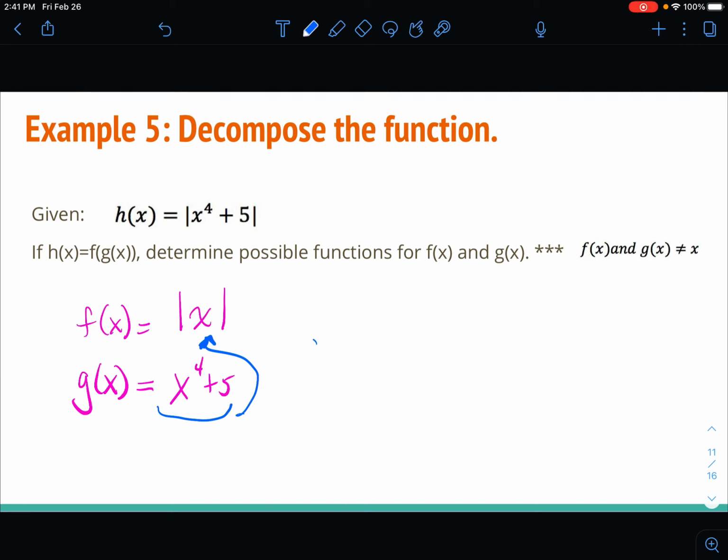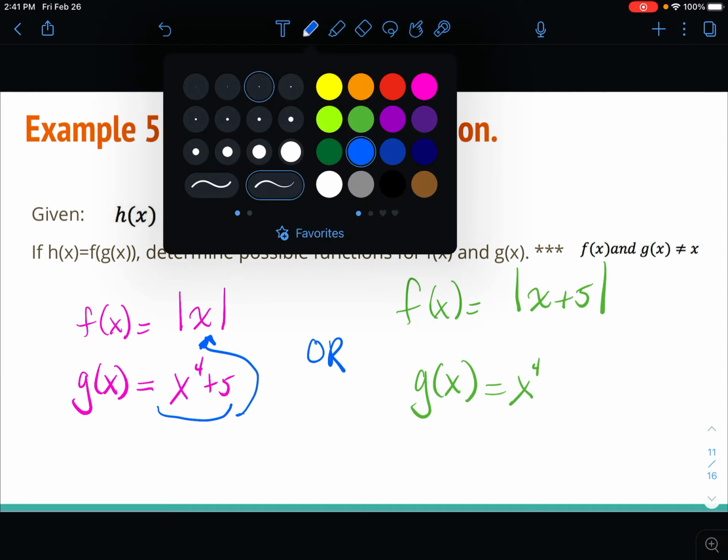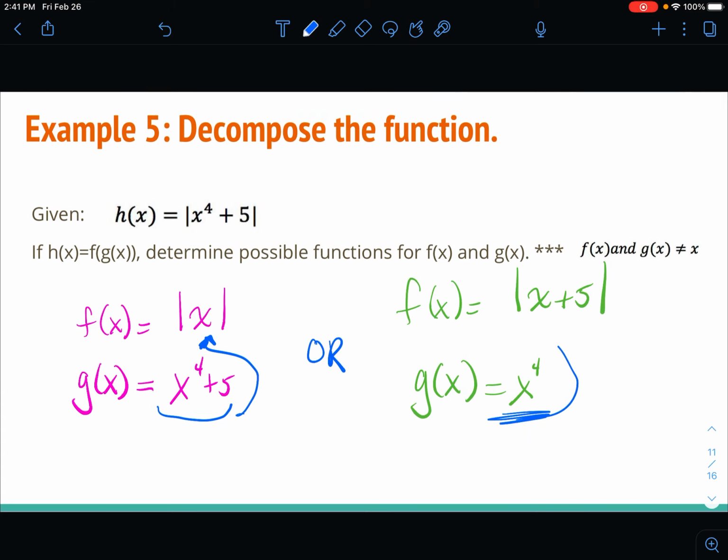The other way that we could try to do this is we could say, let's see, what could we say for our inner function? We could say just x to the fourth, and then the outer function would be the absolute value of the input plus 5. And then once again, this would be plugged into here, and we always want to match whatever we started with when we're decomposing.